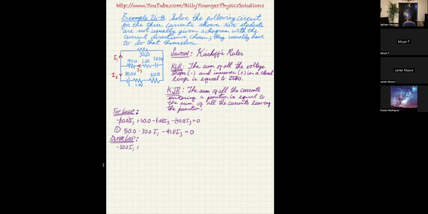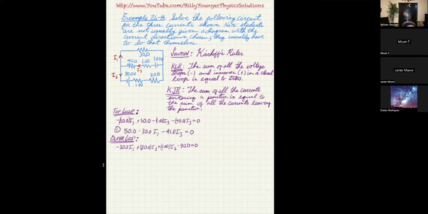So I'm going to say plus 20.0 I2, and then plus 1.00 I2. And then I'm going from the long leg of the battery to the short leg. Therefore, I'm looking at the battery as a voltage decrease. So that's minus 90.0 volts. I don't need to mark the volts there. And now I'm back to where I started, so I can write that as equals 0.